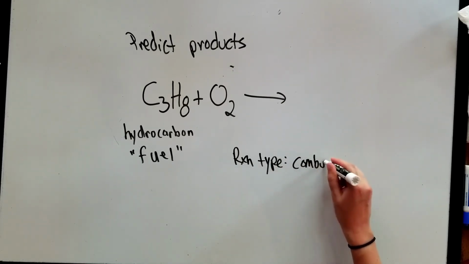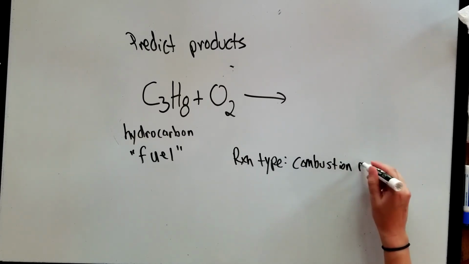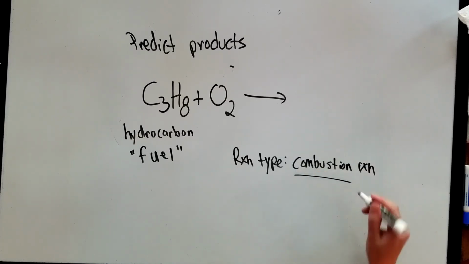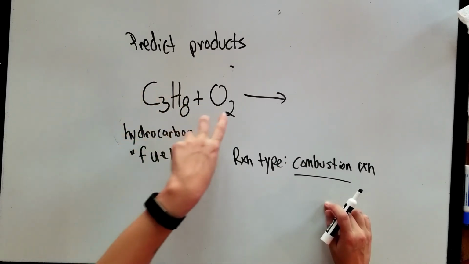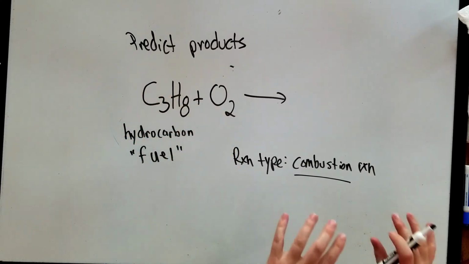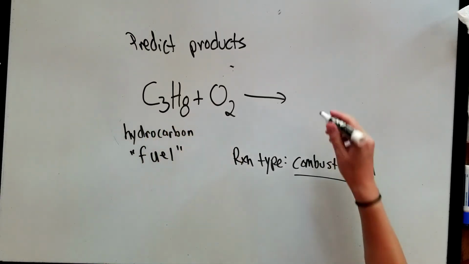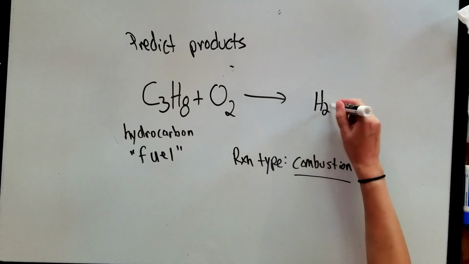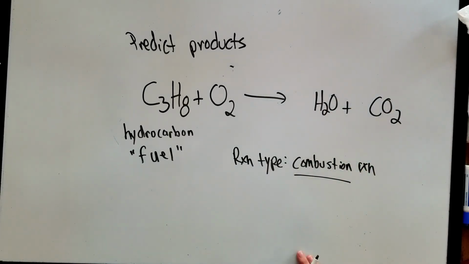So this is one of the 5 types of reactions you need to know. So combustion. So with a combustion reaction, it's always a hydrocarbon with oxygen or fuel with oxygen. You always get the same 2 products. Every time you mix a hydrocarbon and oxygen, you are going to get water as one product and carbon dioxide as the other product. Okay?